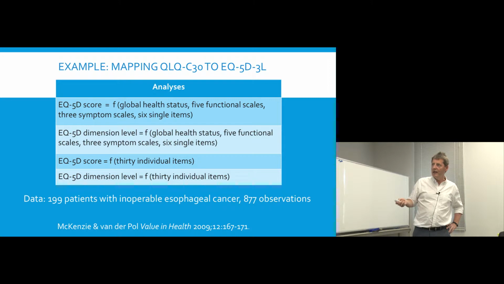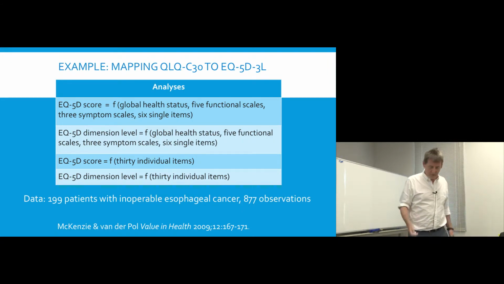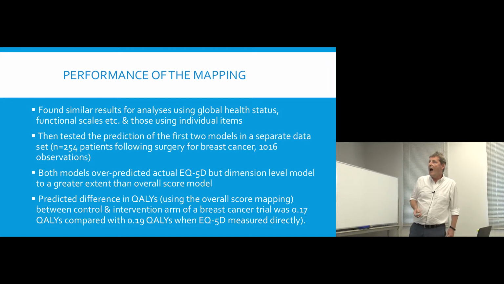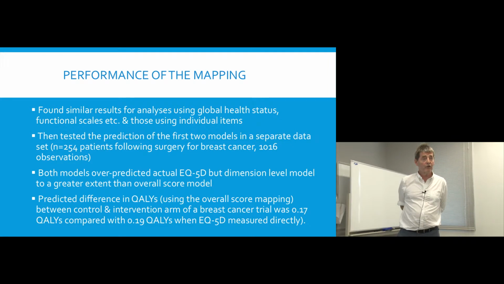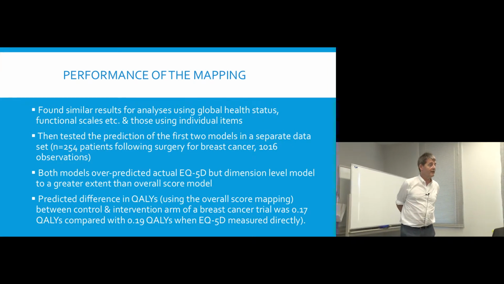Another possibility is to try and predict the level on each dimension. So the mobility score, the usual activity score, etc. Again, using the same variables. And then they repeated that study, the overall score and the dimension score, but using just the individual items rather than the group data, because they were trying to work out what seems to work best. And what they found was fairly similar results, whether they used the group data or the 30 individual items.